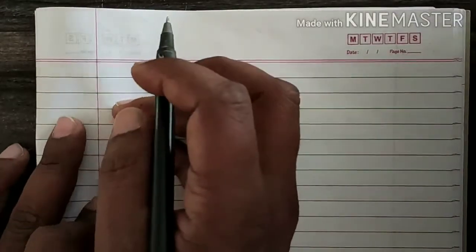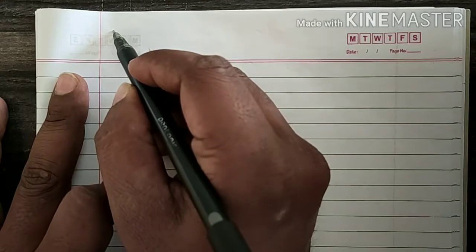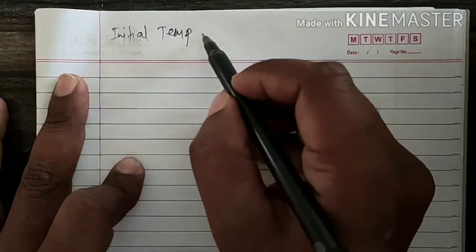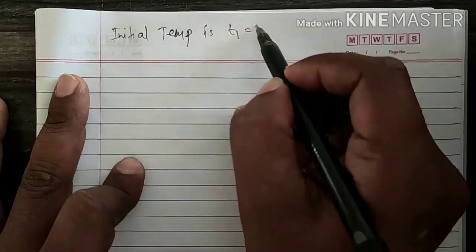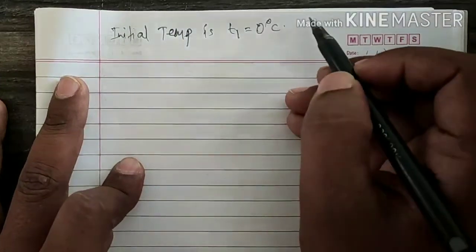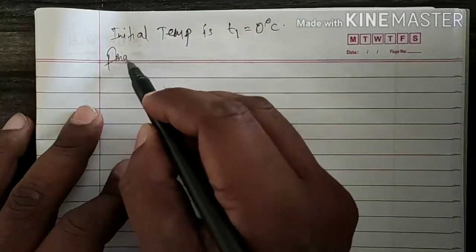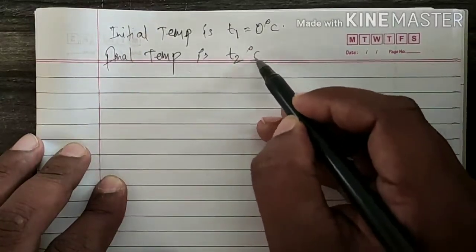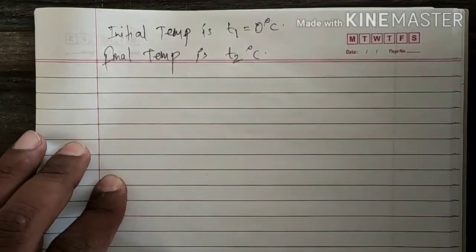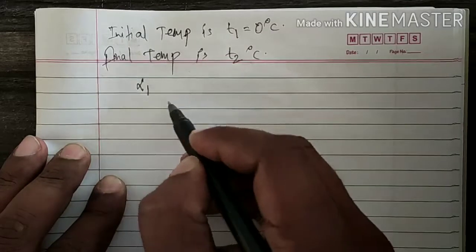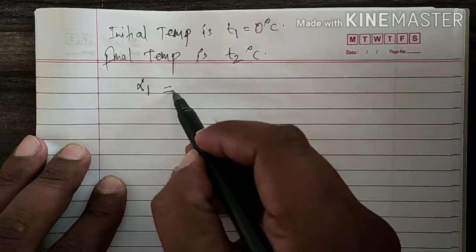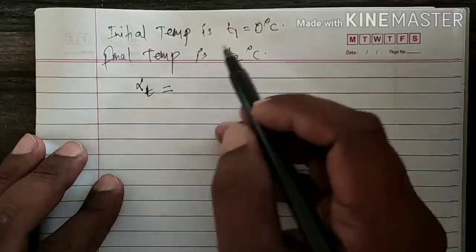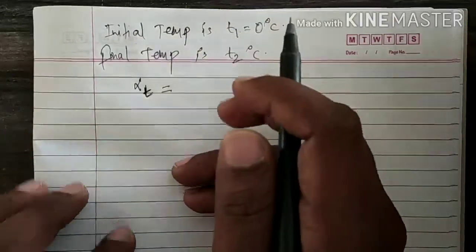So let's suppose the initial temperature is T1, at 0 degrees Celsius, and my final temperature is T2 degrees Celsius. Then how can I denote my alpha 1? How can I denote my alpha T, at any temperature, at T1 or T2? How can I denote my alpha T?